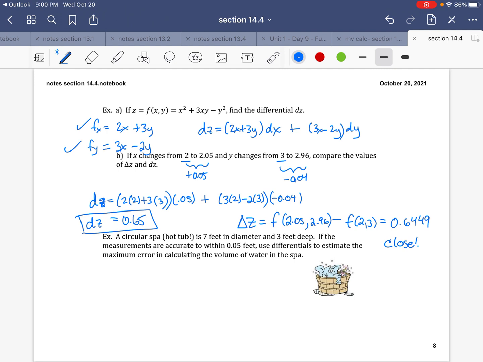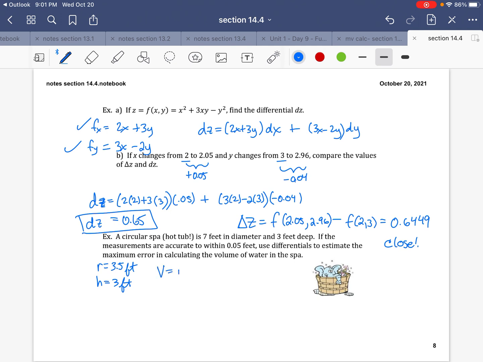All right, so down here, we're going to use differentials to estimate the maximum error that we're going to get when we measure. So you measure something and you don't measure it too well. How much could that affect the measurement of, say, the volume of this little elephant hot tub here? So a circular spa or hot tub is 7 feet in diameter. So that means my radius is 3.5 feet, and 3 feet deep. So my height is 3 feet. And if the measurements are accurate to within 0.05 feet. All right, so what I'm doing here is I'm trying to use differentials to estimate the maximum error in calculating the volume.